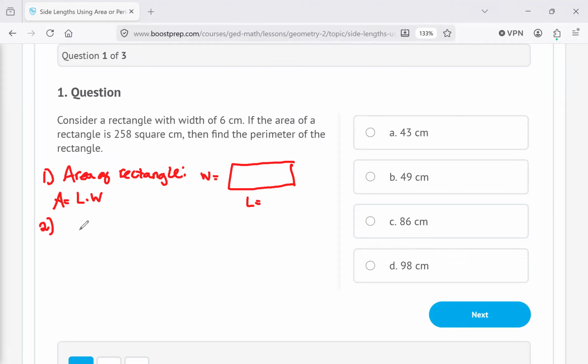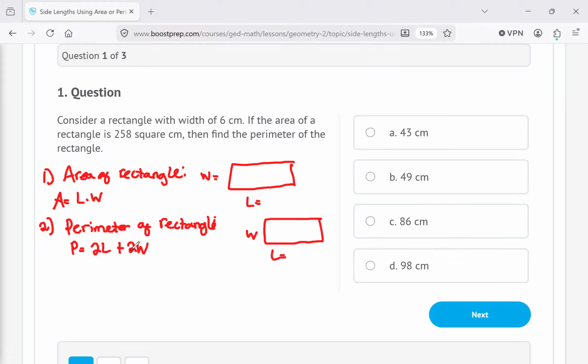Formula two, perimeter of a rectangle. Here's your length, and here's your width. So the perimeter of a rectangle is 2L plus 2W.